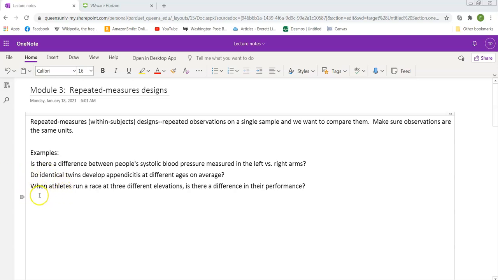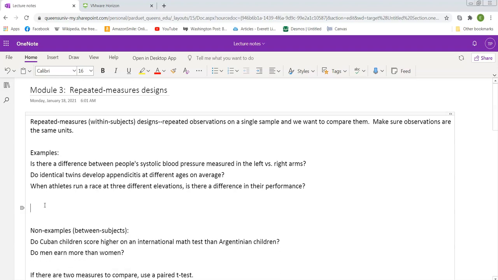And in this third example, we've got athletes running a race at three different elevations. Maybe one is sea level, one is above sea level, and one is below sea level. And we want to know, does that impact their performance on the race? So these are all within subjects designs where we'd want to know how some treatment impacts the same sampled individuals.